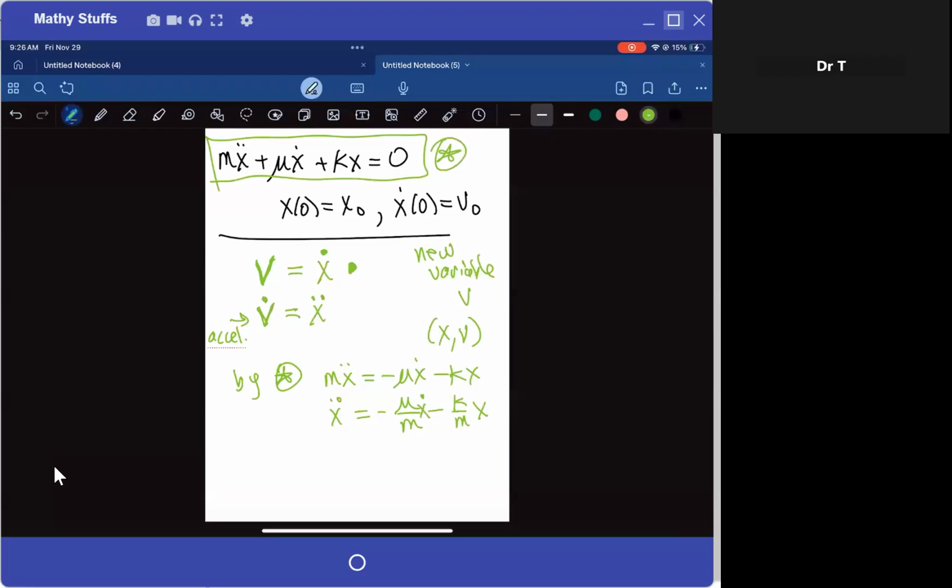And now I can plug this in. So x double dot, that is actually v dot. That is the rate of change of the velocity. So it's v dot, I want to introduce my new variable, equals negative mu over m, some constant, times x dot. And x dot is v, minus k over m x. So take this equation here, and I'm going to bring down this starred equation up here and put it underneath what we've got. So hold on, let me clean up.